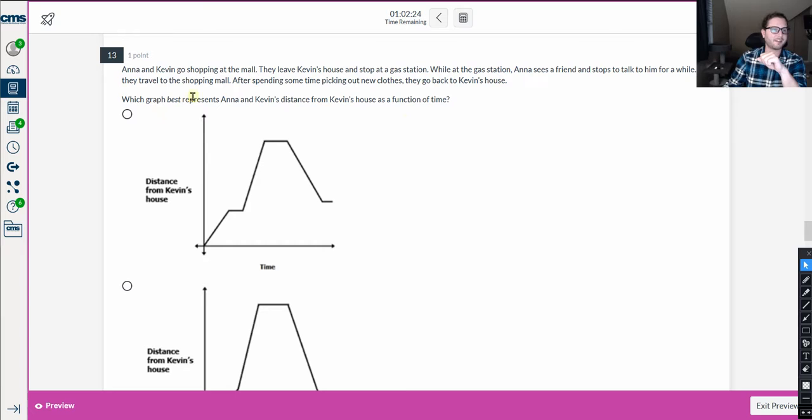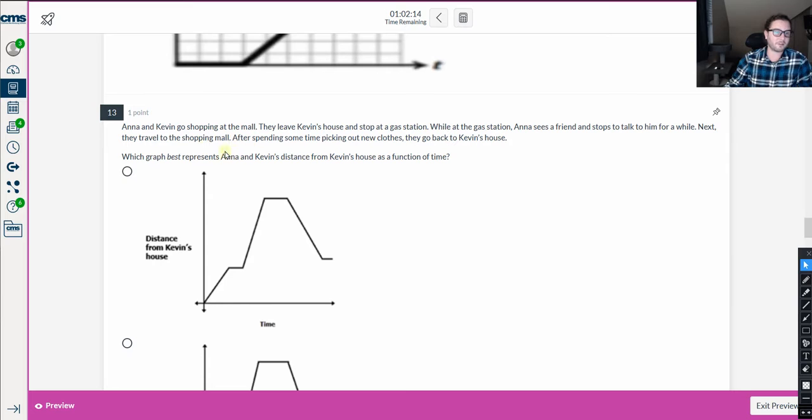For number 13, Anna and Kevin go shopping at the mall. They leave Kevin's house and stop at a gas station. While at the gas station, Anna sees a friend, stops to talk to him for a while. Next, they continue to the shopping mall. After some time picking out new clothes, they go back to Kevin's house. Okay, so which best represents their distance from Kevin's house?